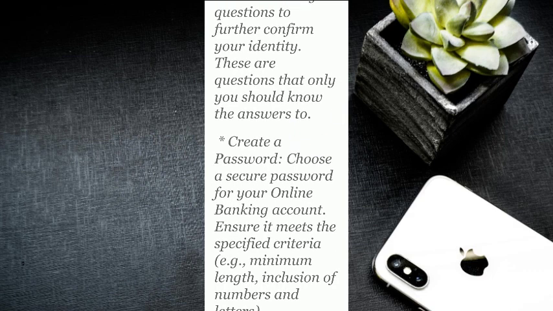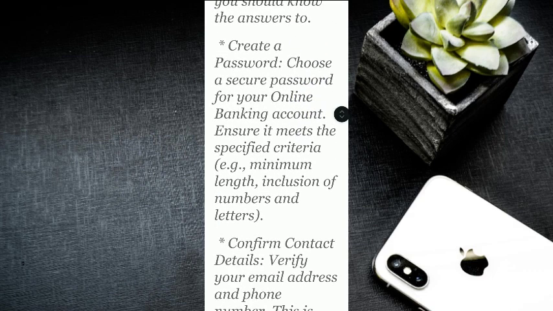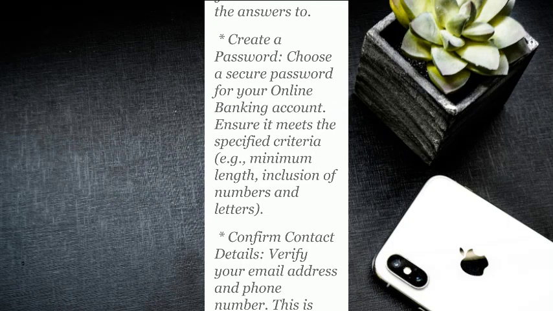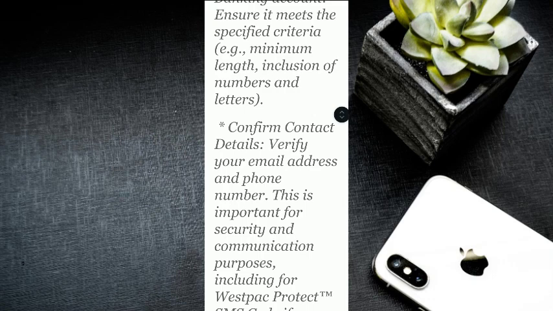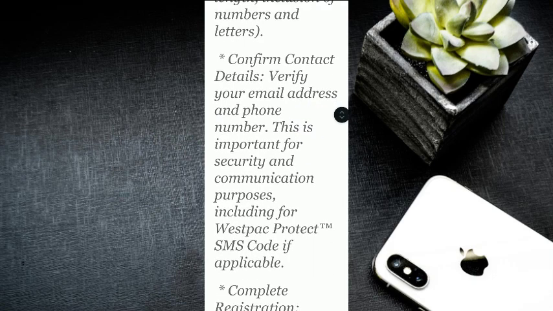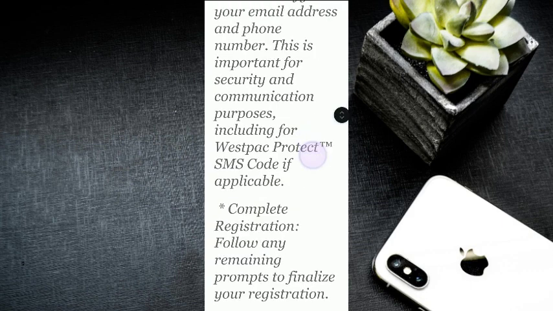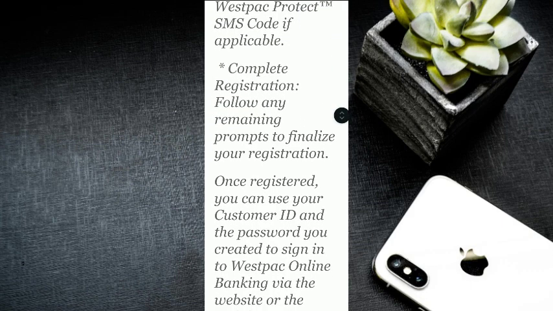Next, you choose a secure password for your online banking account. Ensure it meets the specific criteria, that is, the minimum length and inclusion of numbers and letters. Then you verify your email address and phone number. It's important for security and communication purposes, including for Westpac Protect SMS code if applicable. Next is to complete registration. Follow any remaining prompts to finalize the registration.